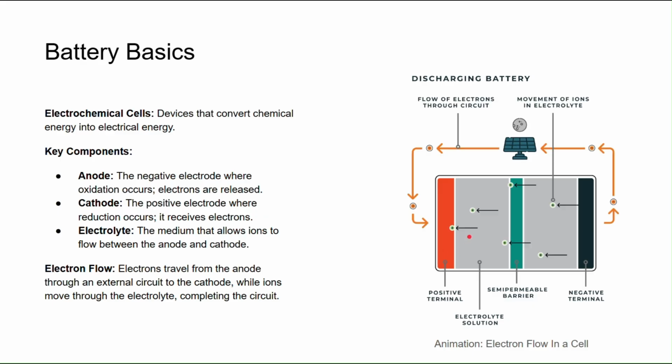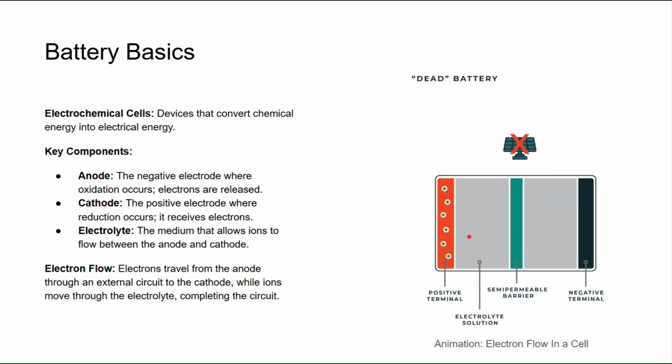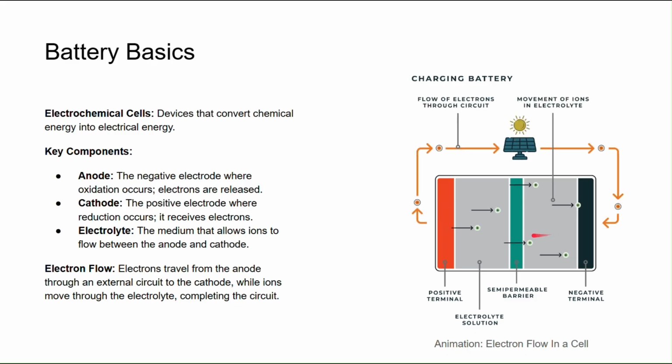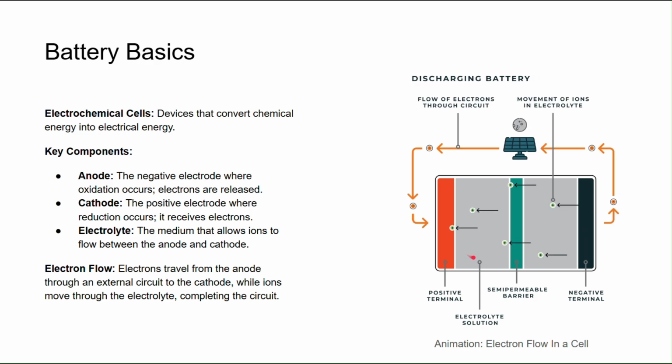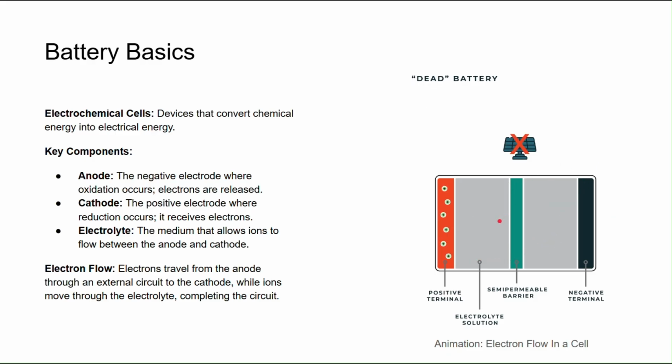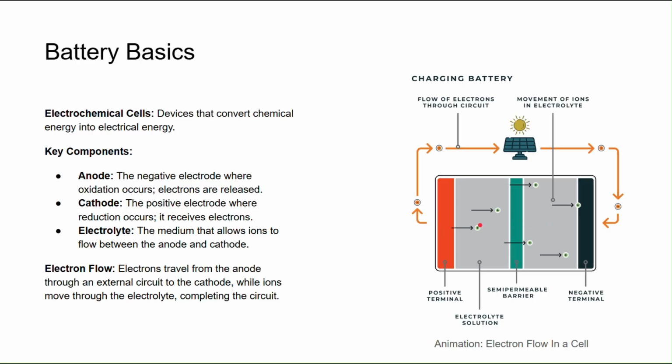Next, we have the electrolyte. Think of this as the medium that allows ions to move between the anode and the cathode. It can be a liquid, a gel, or a solid and is essential for maintaining the flow of charge. While electrons travel through the external circuit, positively charged ions move through the electrolyte to keep the charge balanced.